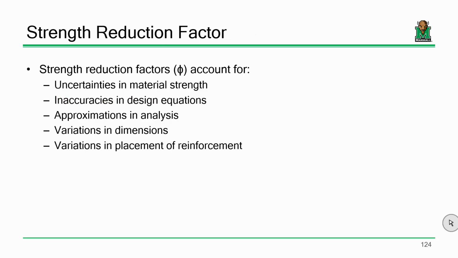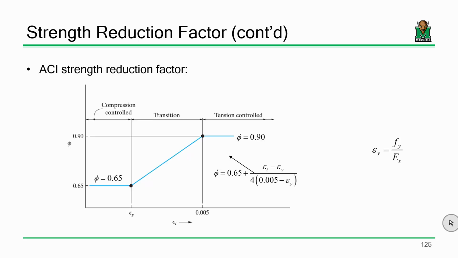When you look at elements that are tension-controlled versus compression-controlled, you get different values of phi, your strength reduction factor. Remember, we calculated last time Mn, the nominal moment capacity. What we really are after, though, is a design moment capacity, a moment capacity adjusted by phi to account for uncertainties, to account for uniform levels of safety. Here's our model for phi in ACI for elements that are under bending or compression.